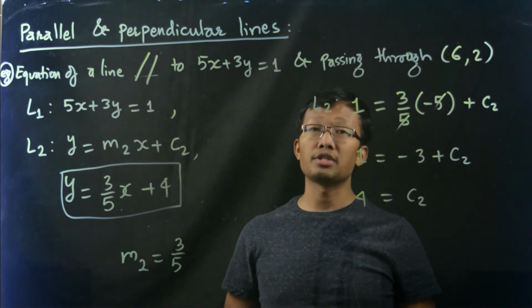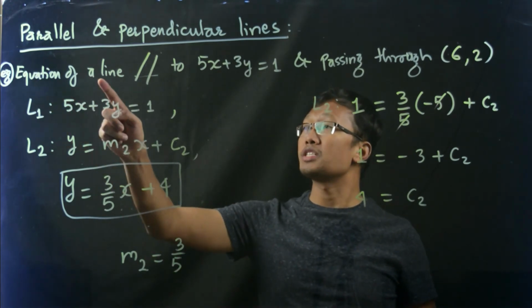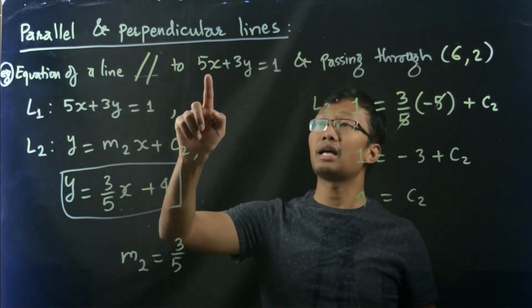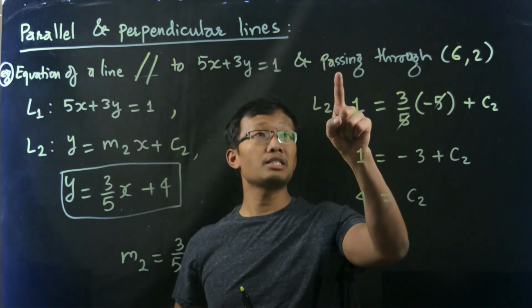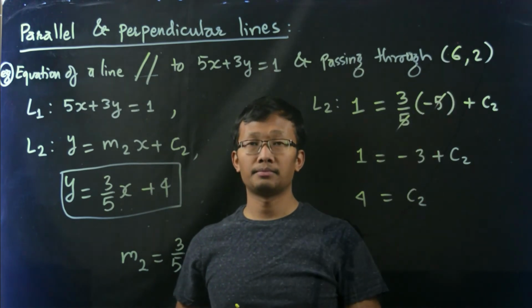Now here I have a question for you. Find the equation of a straight line which is parallel to the given line 5x plus 3y equals 1 and which passes through (6, 2). Please do that.